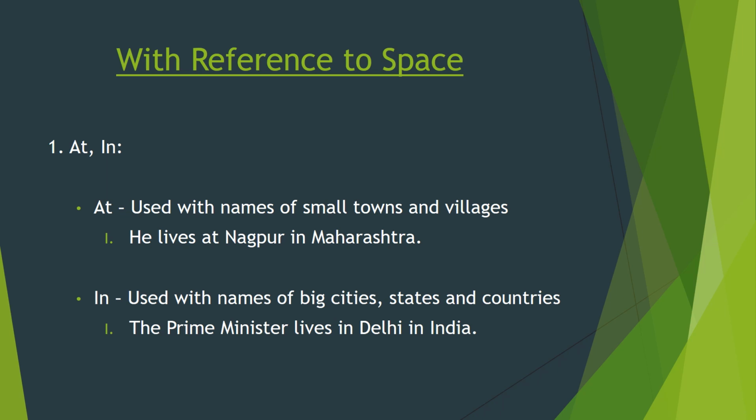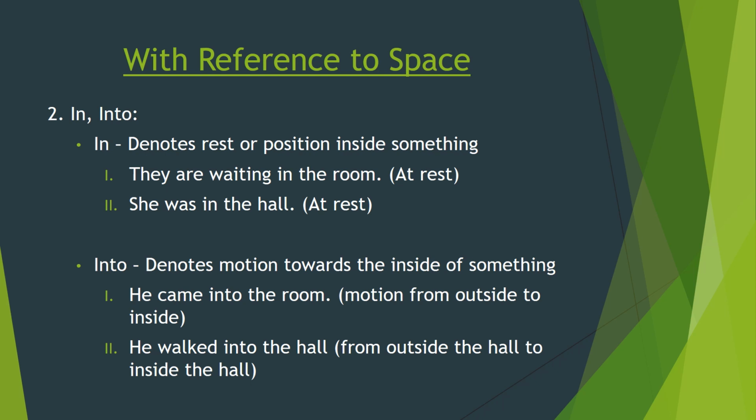I live at Motikunj in Mathura. Mahatma Gandhi was born at Porbandar in Gujarat. So bigger place in, smaller place at. But if in a sentence both the places are big, a country or a continent, then we use in at both the places. Use of preposition in and into with reference to space.